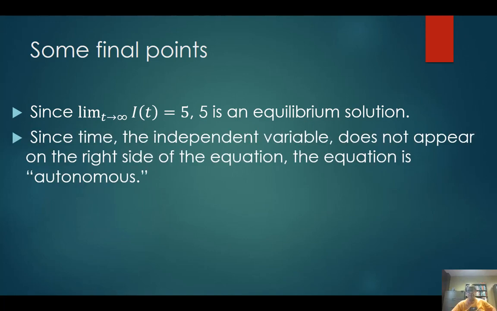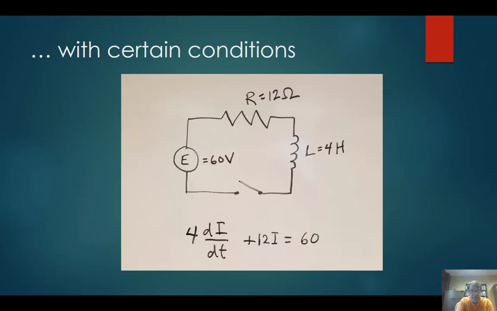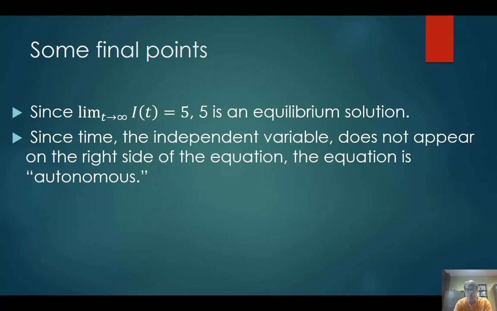Time, by the way, is an independent variable here. It doesn't appear on the right side of the equation. If we take this di/dt and put everything else on the other side, we're going to divide everything by 4, so it's going to be di/dt equals 15 minus 3i. And so 15 minus 3i is on this side of the equation, and time doesn't appear on the right side of the equation. So it's an independent variable, which means the equation is going to function regardless of the time.